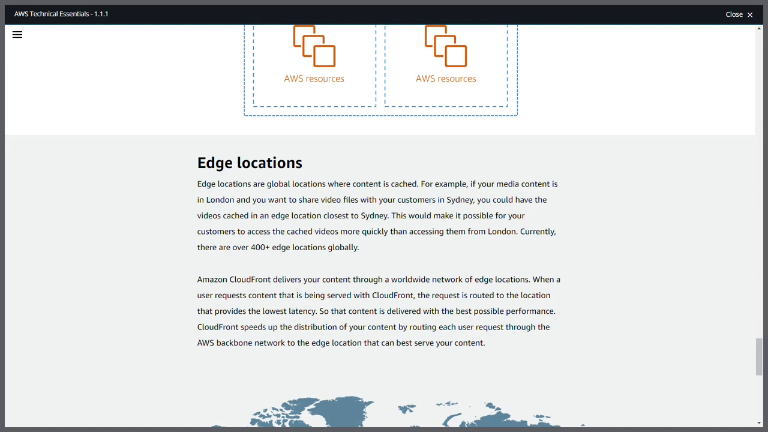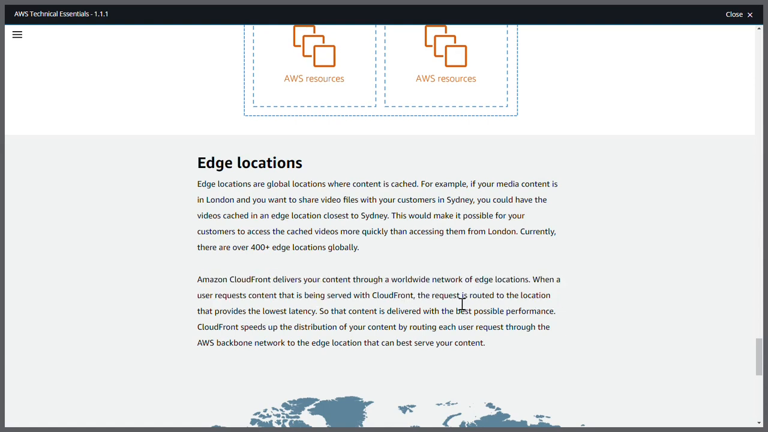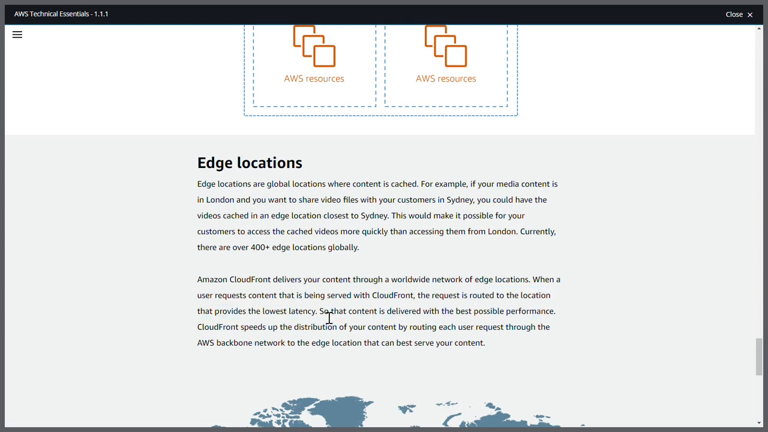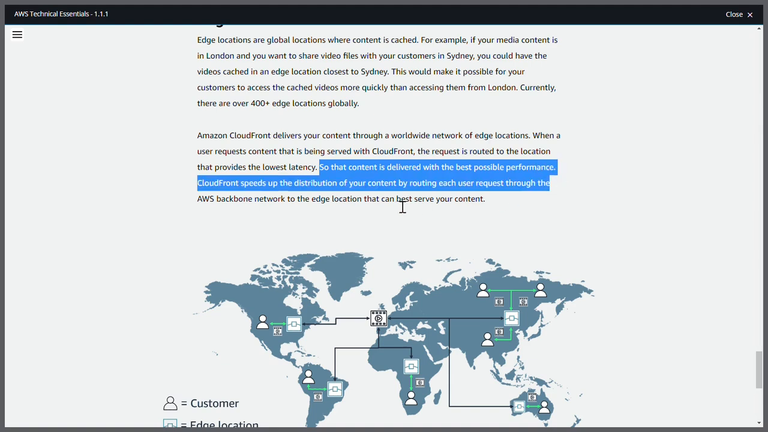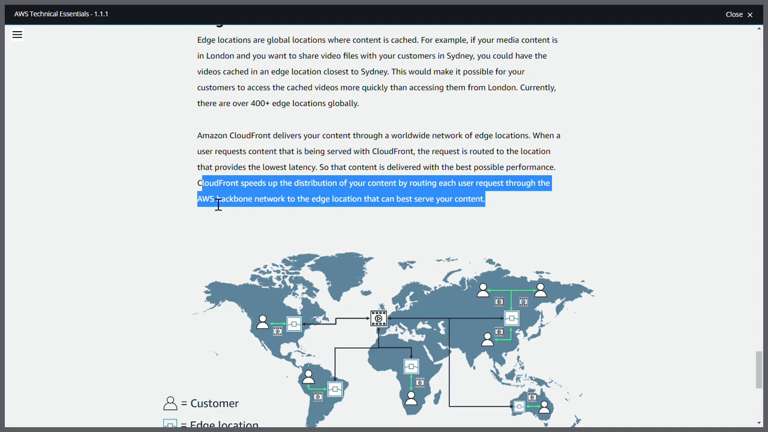One of the services mentioned on this screen is Amazon CloudFront, which delivers your content through a worldwide network of edge locations. When a user requests content that is being served with CloudFront, the request is routed to the location that provides the lowest latency. That is, if a customer is accessing the content from Australia, then the content travels from Australia to Australia to deliver the best possible performance. It says CloudFront speeds up the distribution of your content by routing each user request through the AWS backbone network to the edge location that can best serve your content.